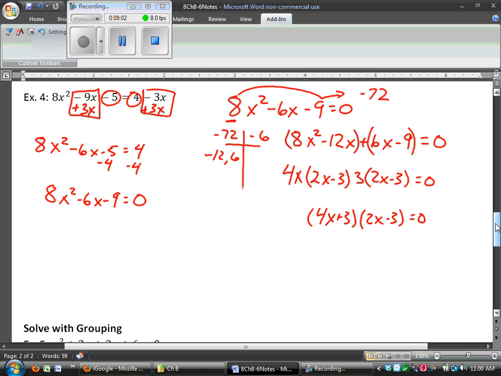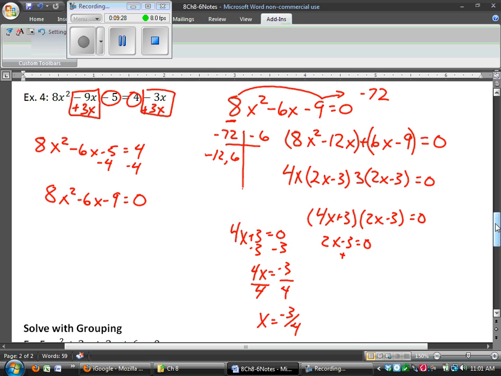And now here's the new step. Once I get it down to two factors, take those two factors. 4x plus 3 equals 0. 2x minus 3 equals 0. Subtract 3. 4x equals negative 3. Divide by 4. And x is equal to negative 3/4.